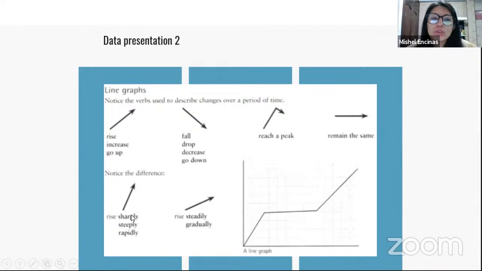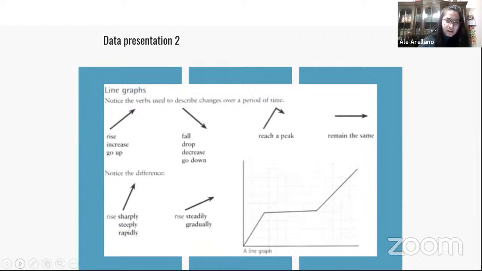Where maybe you can see here that it is more vertical, right? That's when we speak about sharply, steeply, or rapidly the rise. And here, it's not so vertical, right? So we can say rise steadily or gradually, or a little bit slow, okay? Do you have any questions for vocabulary?